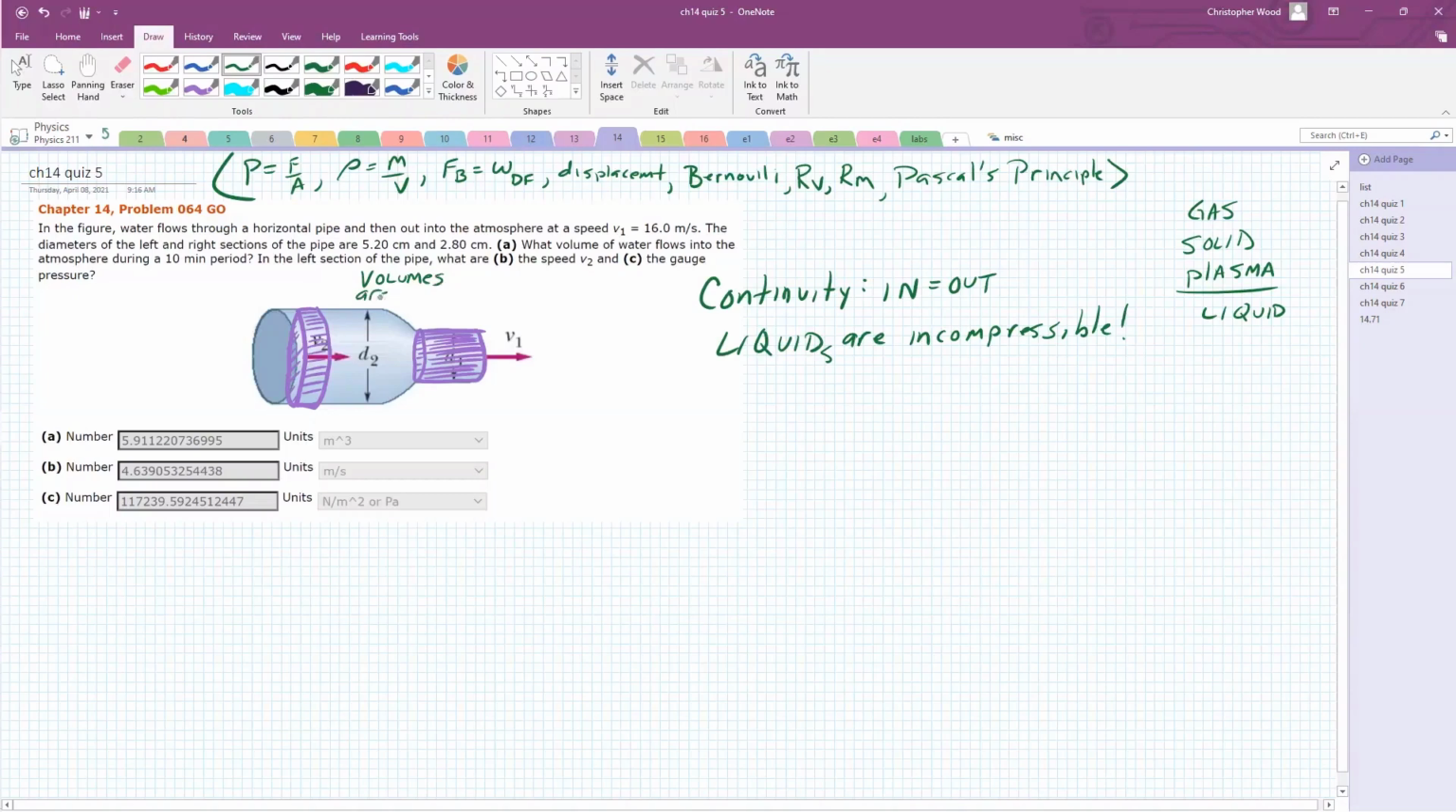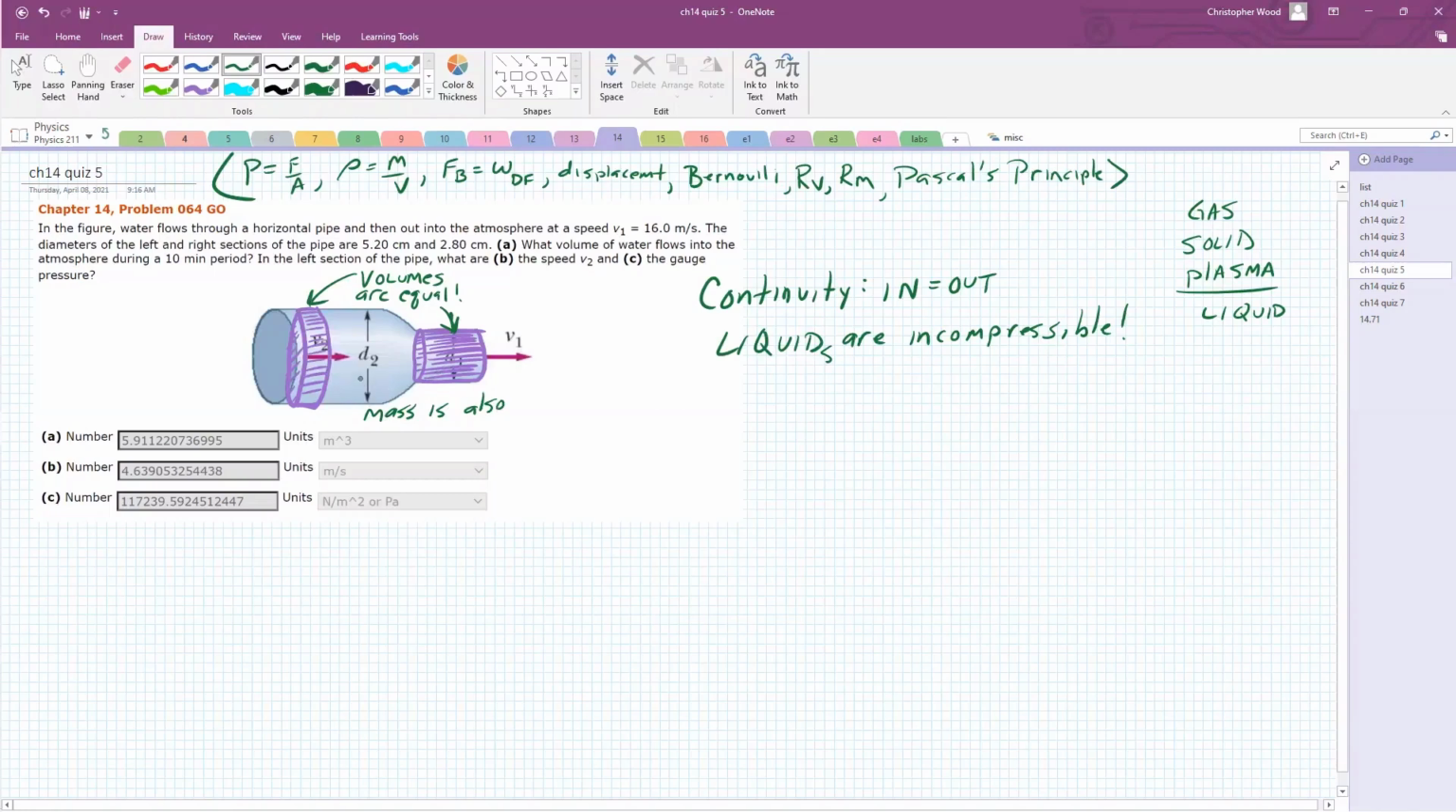Volumes are equal. Even though they have different shapes, the volumes are equal. And why is that? That's due to the incompressibility of fluid. And you know what? Masses are also equal. Mass is also equal. So different shape, different location.